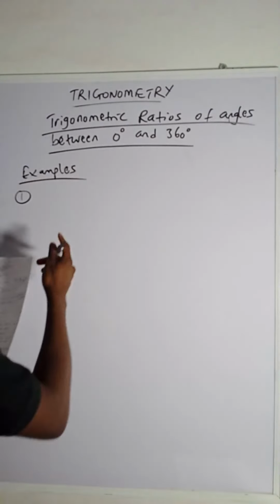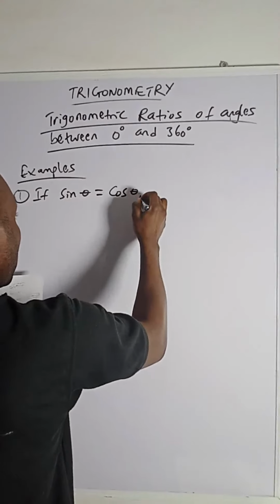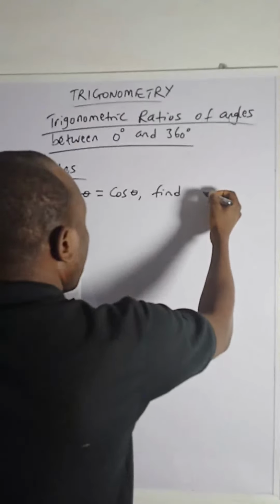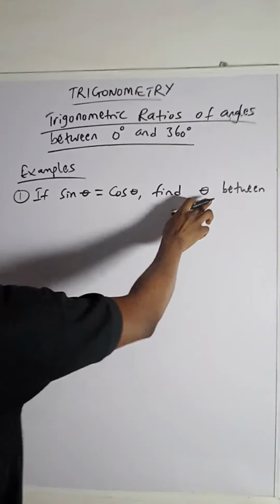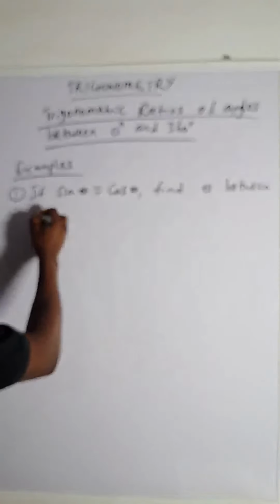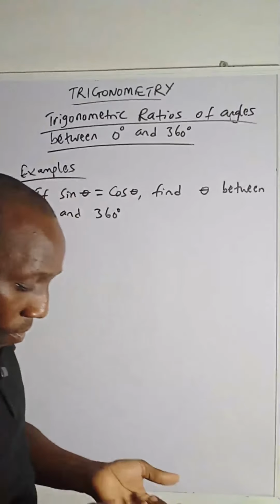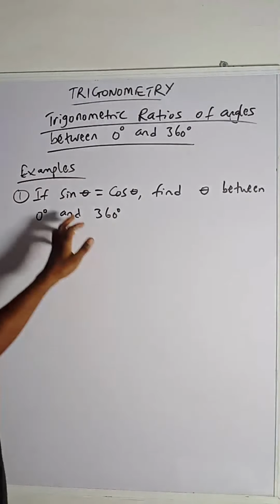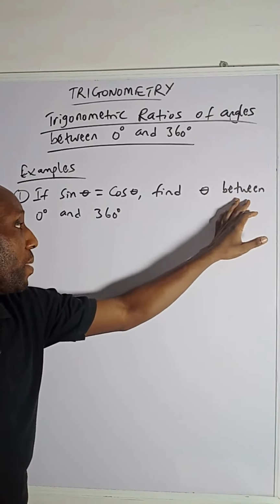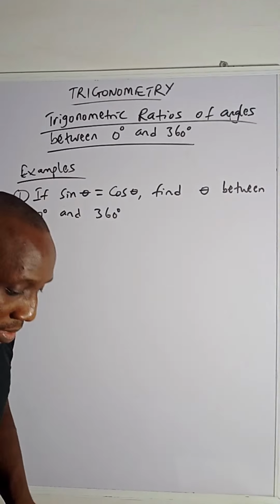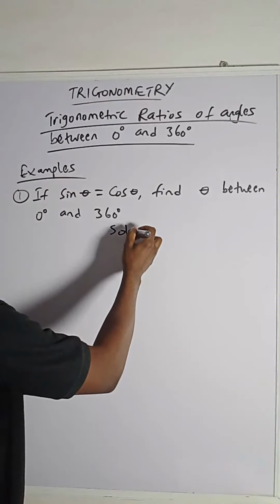Number one, if sine theta is equal to cos theta, find theta between 0 degrees and 360 degrees. So theta is just the Greek symbol for representing the angle. Can we do this together? Okay, let's move on. So solution.